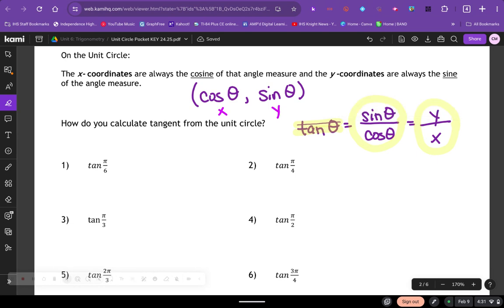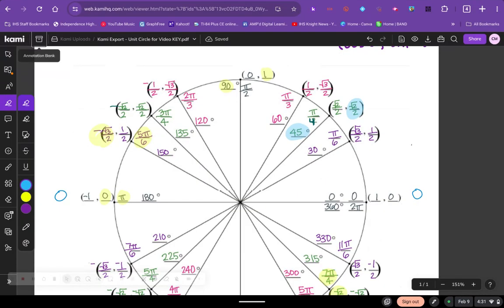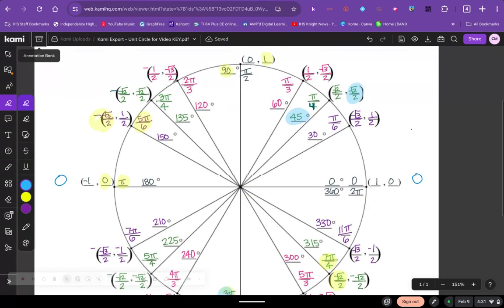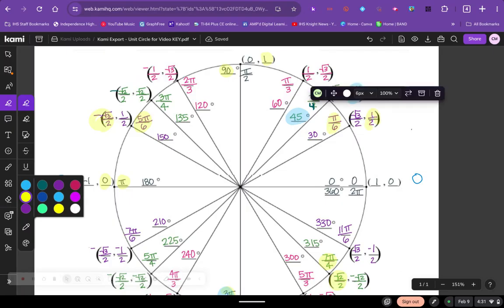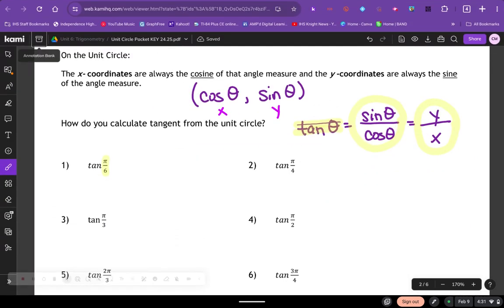So in order to find the tangent of pi over 6, I need to go to my unit circle and get the sine and cosine values at pi over 6. So let's go over to the unit circle, find pi over 6, which is here. The sine is 1/2. The cosine is root 3 over 2. So now I go over to my paper again and I can write the sine is 1/2 divided by the cosine, which is root 3 over 2.